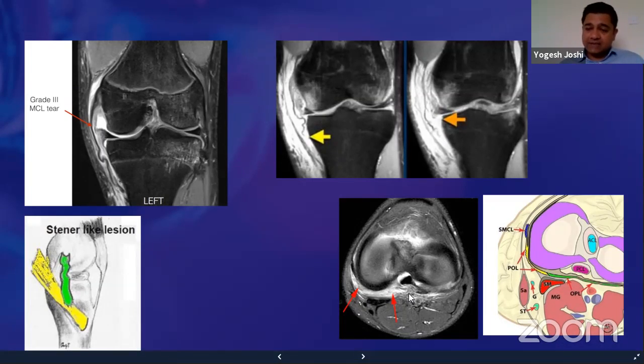Also to look on the axial sides are the posteromedial capsule and the POL. And you can see here on the axial side, these are injured. There's quite a lot of edema, hemarthrosis, and bleeding down here. And this basically indicates the POL and the posteromedial capsule have been injured. If you don't address this during the treatment protocol, it can lead to rotatory posteromedial instability.